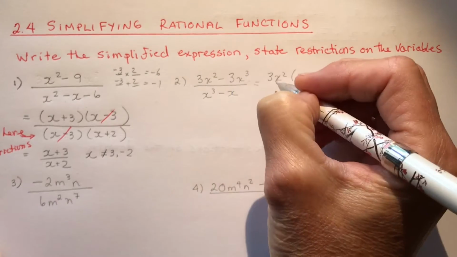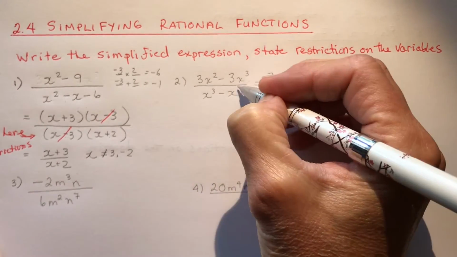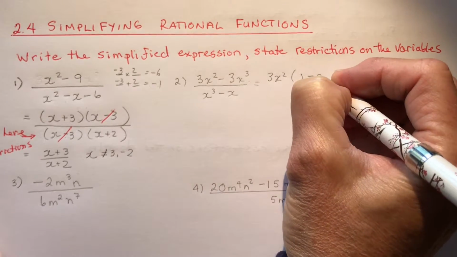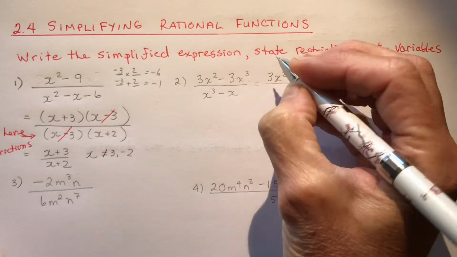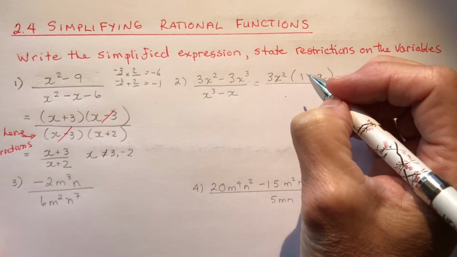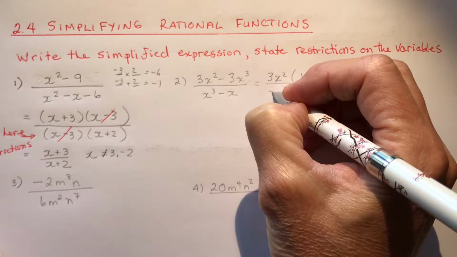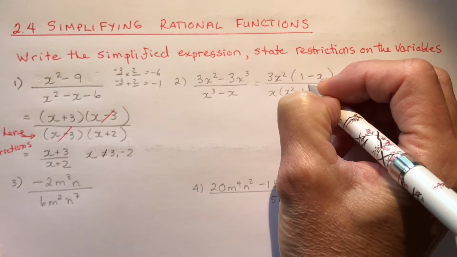It has to expand back to this one. And minus, so I have 3x cubed divided by 3x squared. That's going to leave me with an x. And in the denominator, I have x cubed minus x. Well, common factor again is x, and then I would have x squared minus 1.